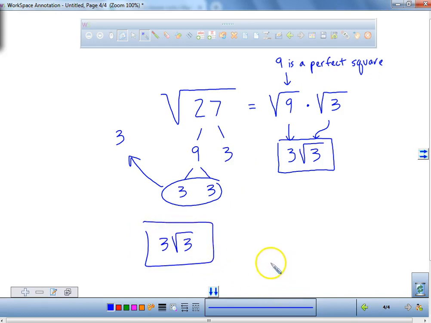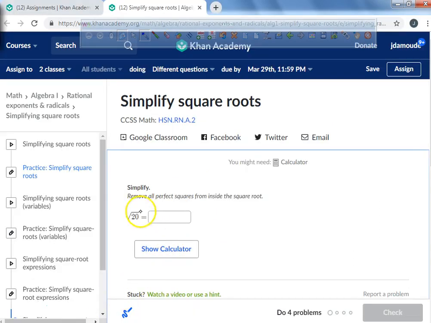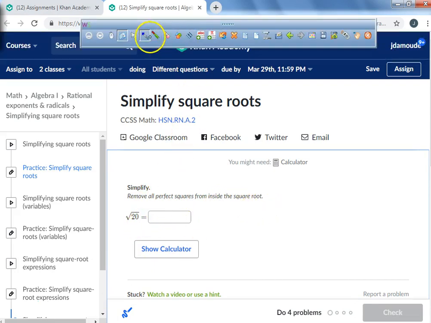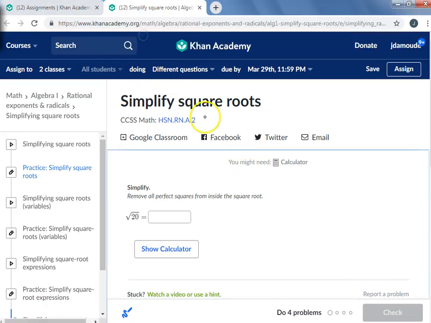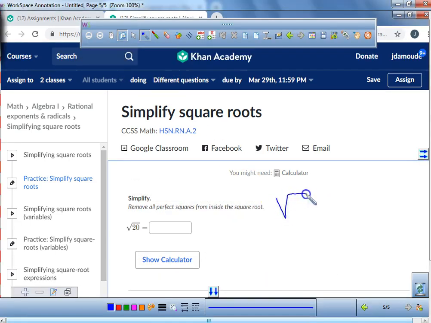Okay? So we're going to do one problem right now. This says, remove all perfect squares from inside the square root. So what did they give us? They gave us the square root of 20. All right, let's just do it. We're going to take the square root of 20. We're going to break it down.